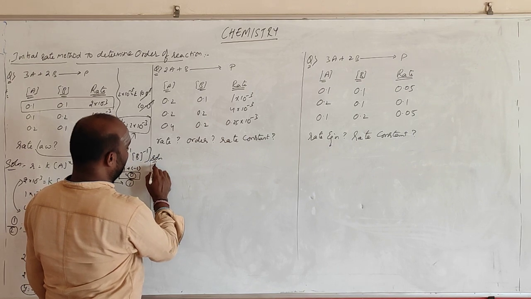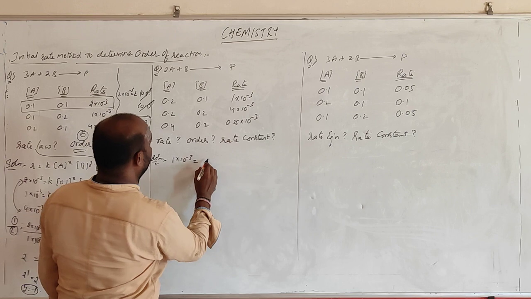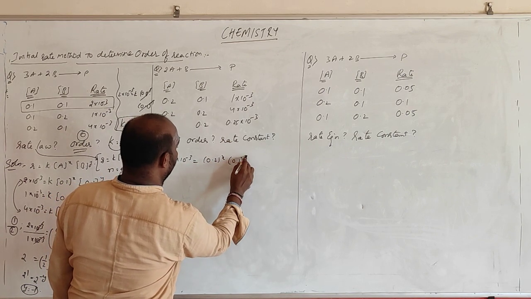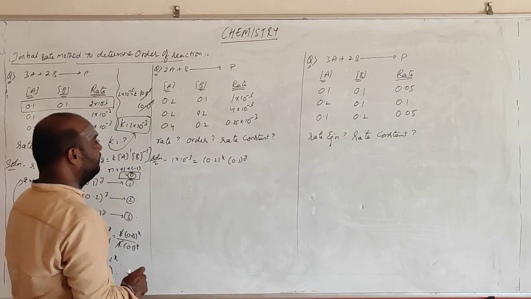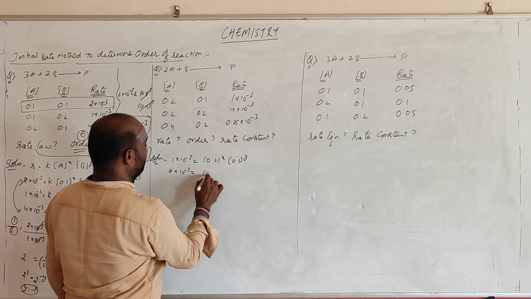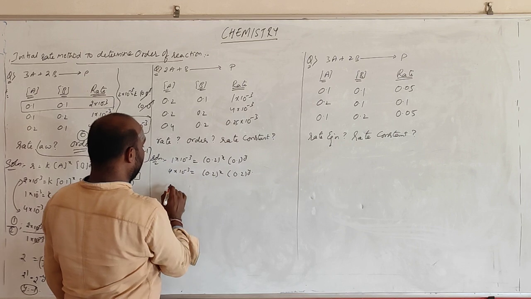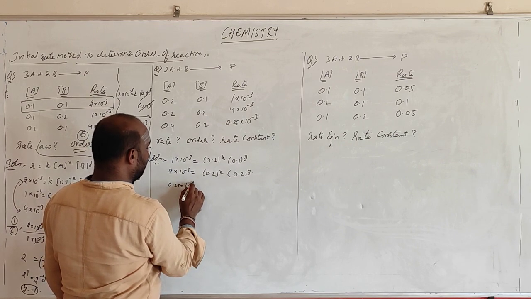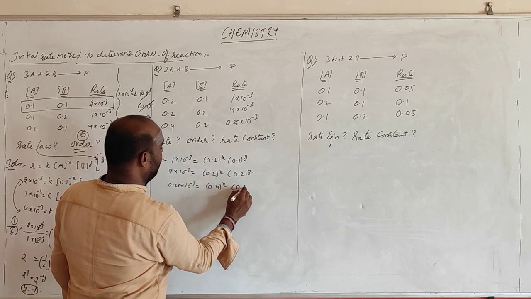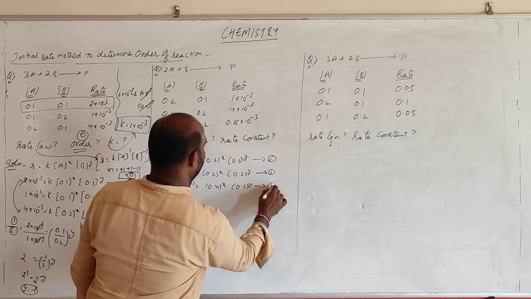I am going to solve this question. Look at this one. Solution. Rate is equal to 1 × 10^-3 = (0.2)^x (0.1)^y. Second: 4 × 10^-3 = (0.2)^x (0.2)^y. Third: 0.25 × 10^-3 = (0.4)^x (0.2)^y. So this is the first equation, second equation, third equation.